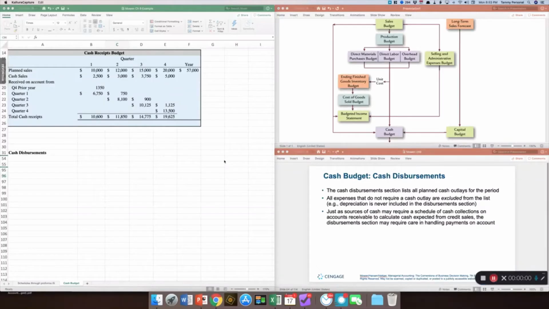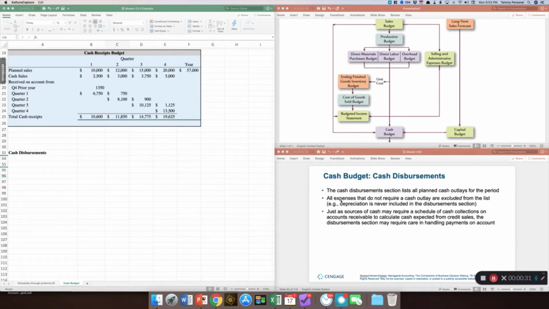Okay, the next thing we need to look at for our cash budget is the cash disbursements for the materials that we purchase, right? Because as a manufacturer, usually we are going to be purchasing our materials on account, and that can be a pretty significant influence on cash flow.